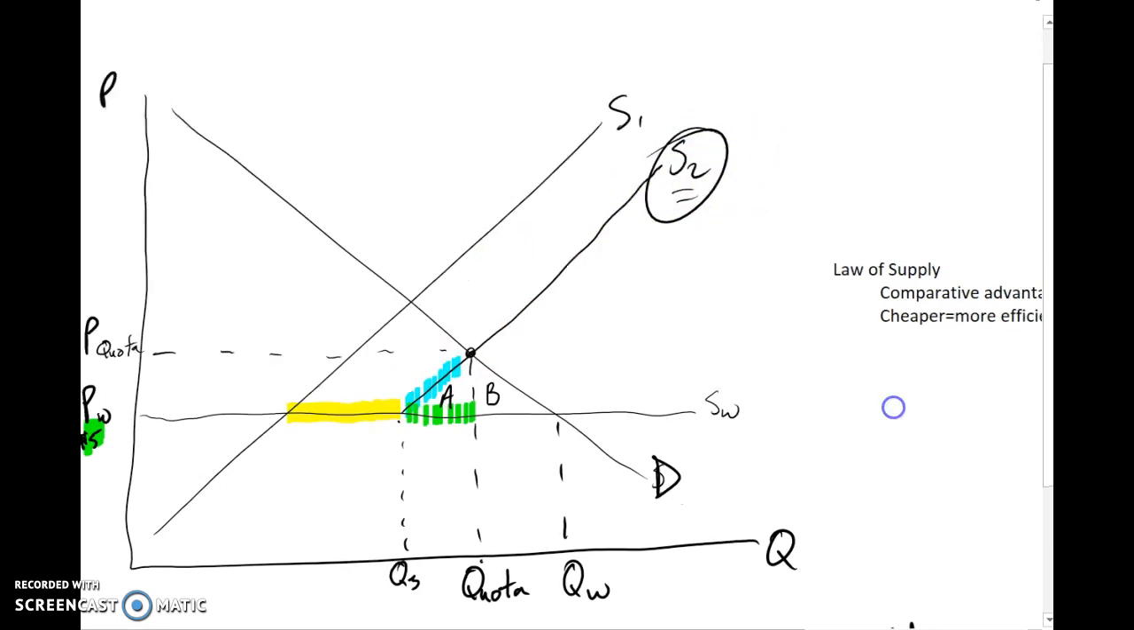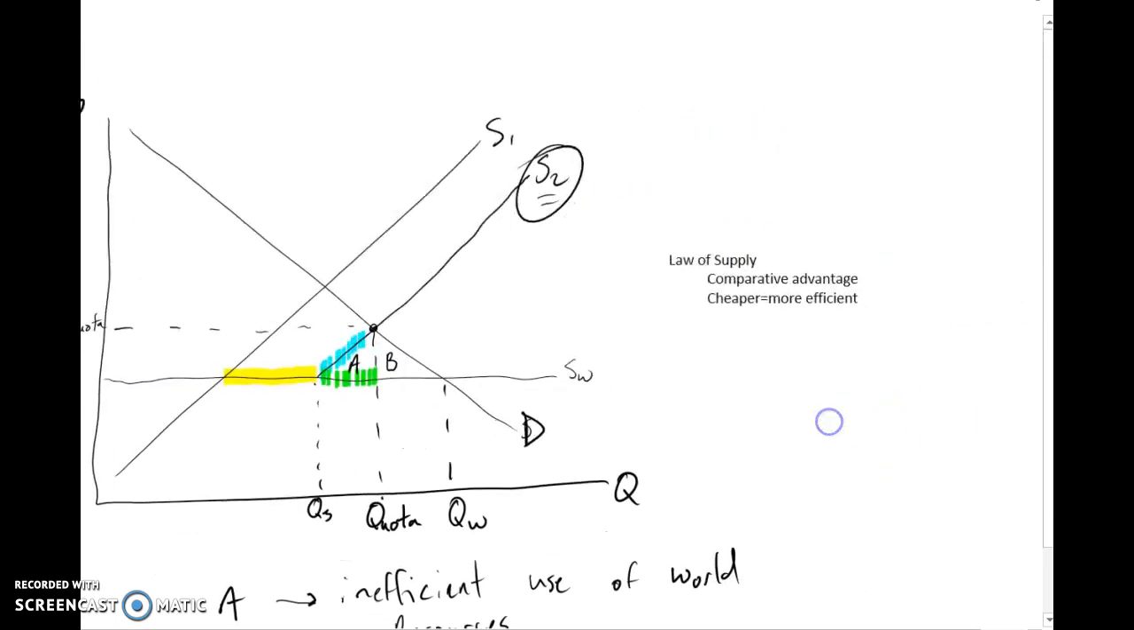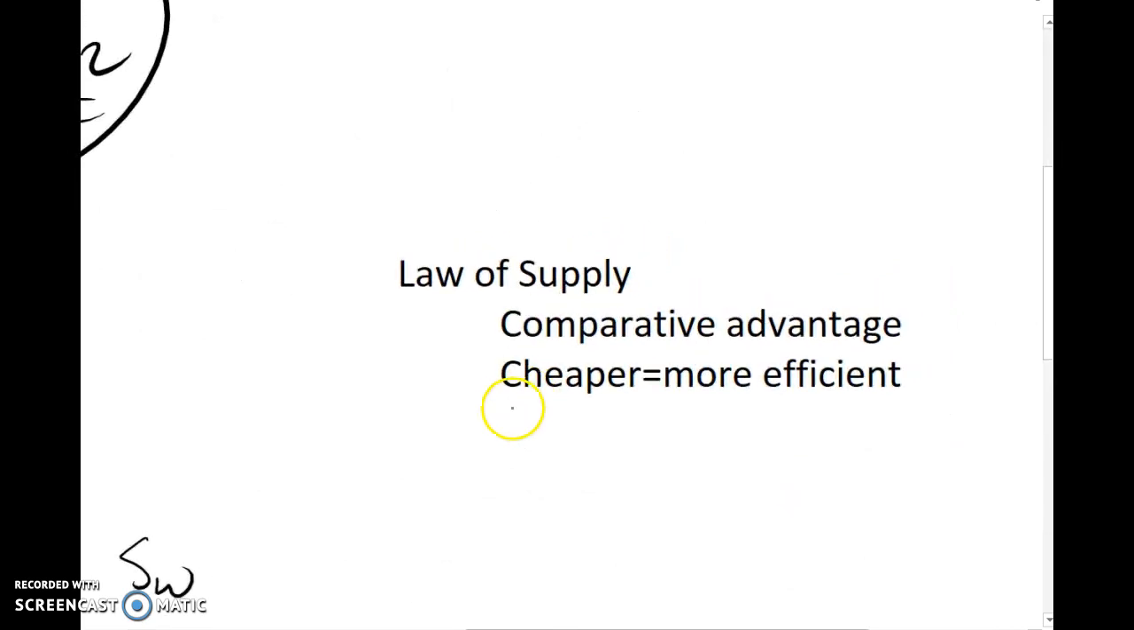So that's our idea of why it's less efficient, because of that key idea there, that being cheaper is the same as being more efficient, and that's why we say comparative advantage is such a good thing.